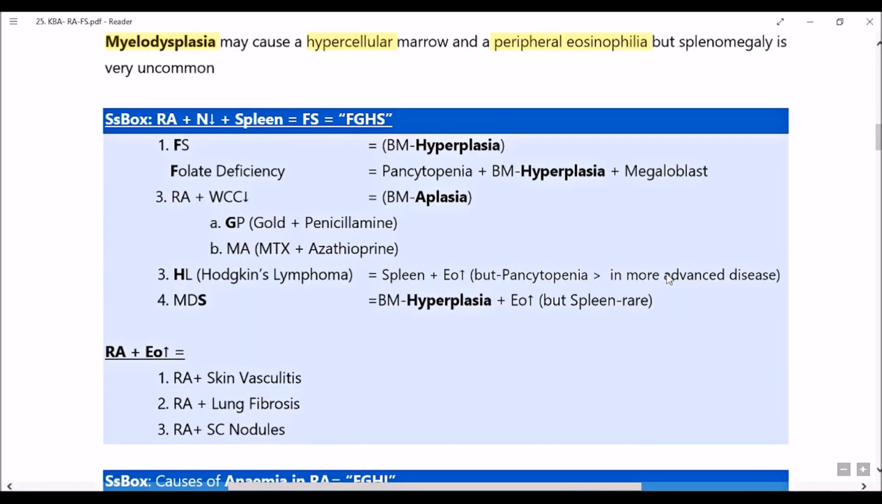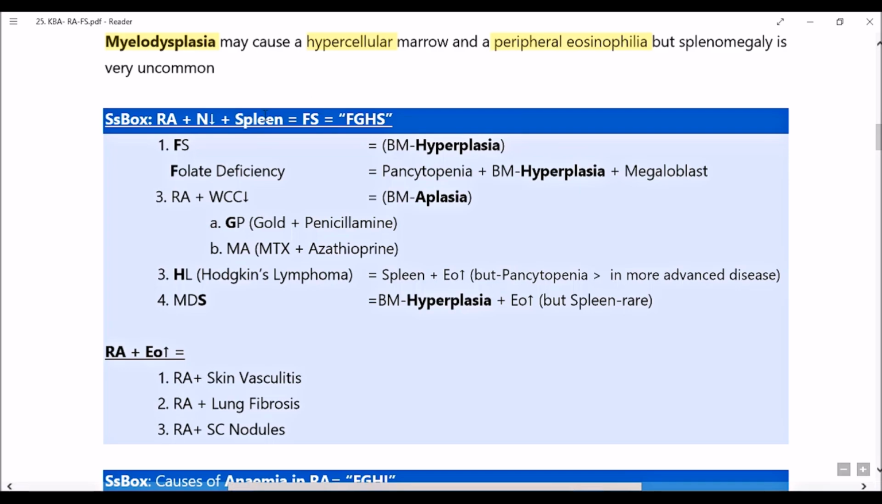So now let's talk about the SS box, and these SS boxes will be tremendously helpful. Rheumatoid arthritis with neutropenia with splenomegaly: of course, Felty syndrome should be considered first. So start with rheumatoid arthritis, neutropenia, and spleen. FS is Felty syndrome, so we put a mnemonic of FGH and small s.